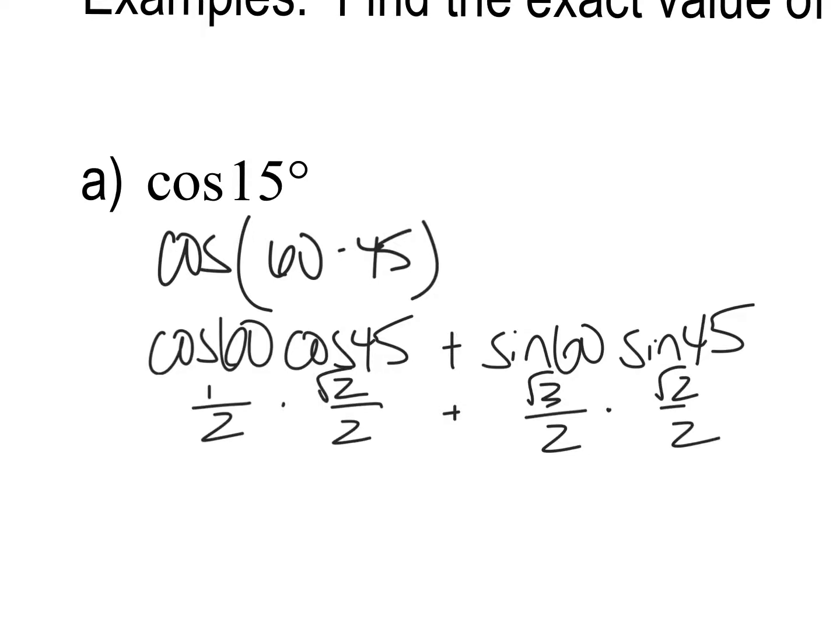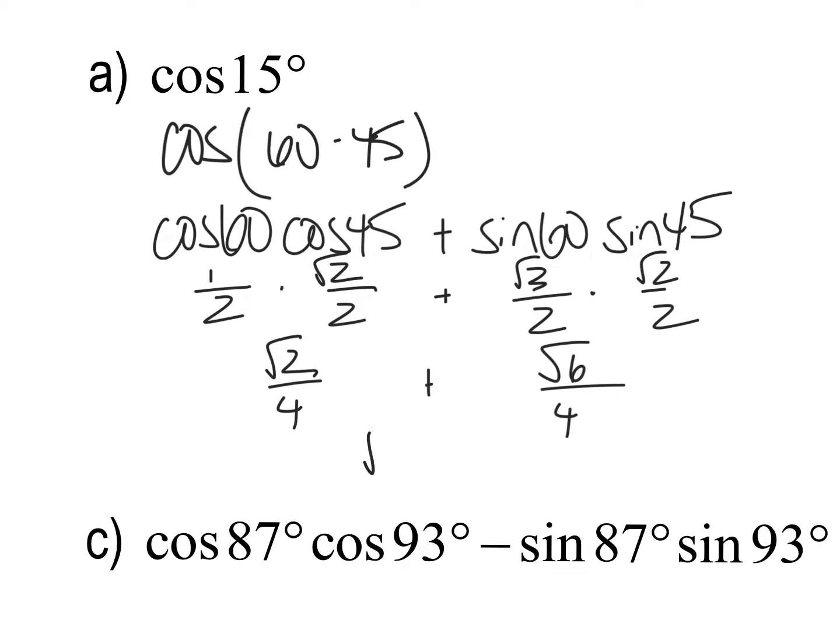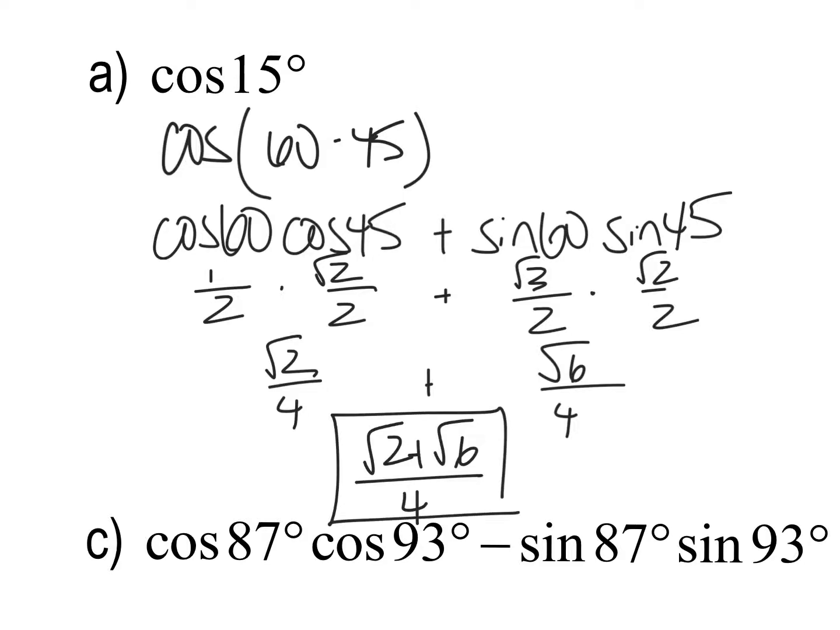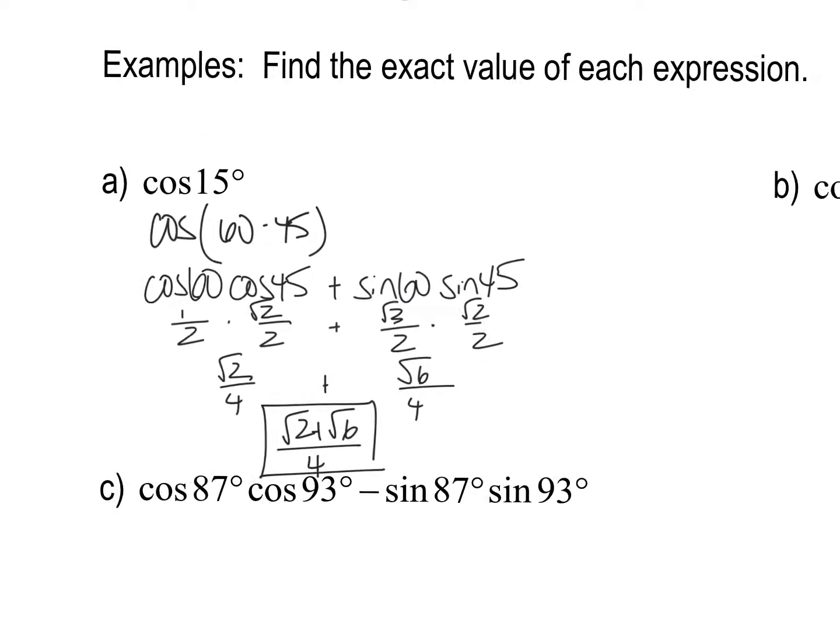So remember, when you multiply fractions, you multiply straight across. You do top times top and also bottom times bottom. So 1 times radical 2 is just radical 2, and radical 3 times radical 2 is radical 6. The way we're going to write our answer is radical 2 plus radical 6 all over 4. So that's how those formulas apply to problems like this.